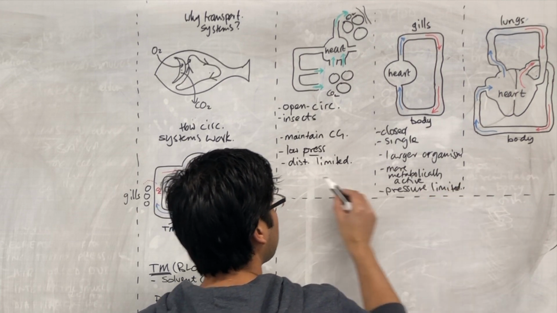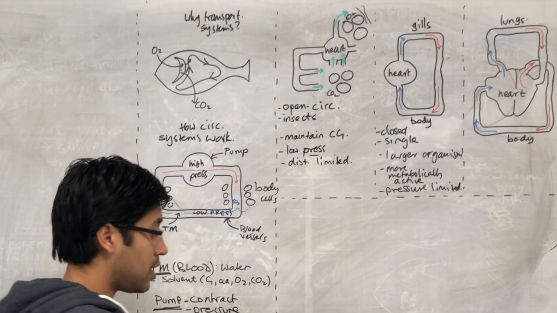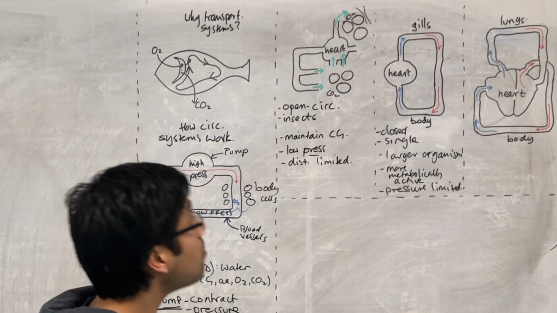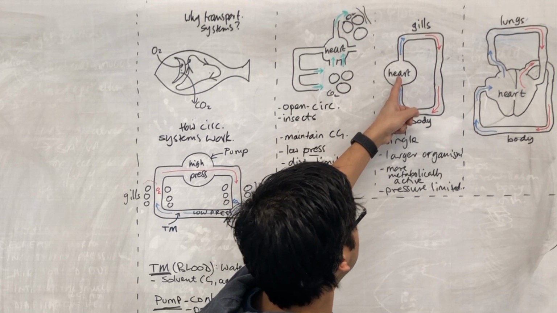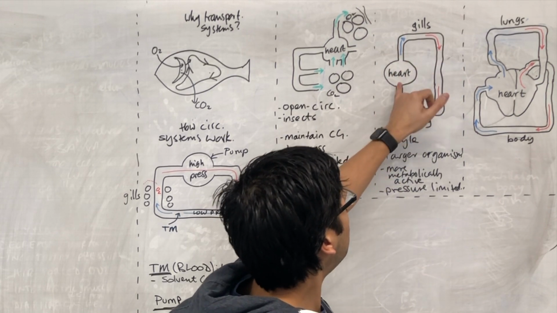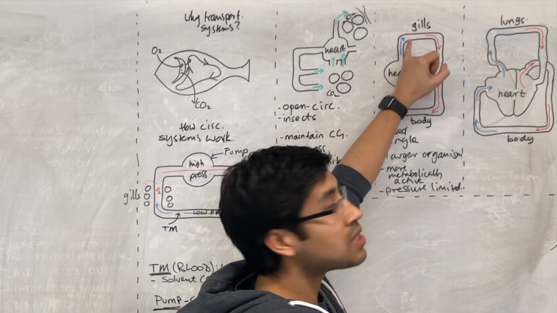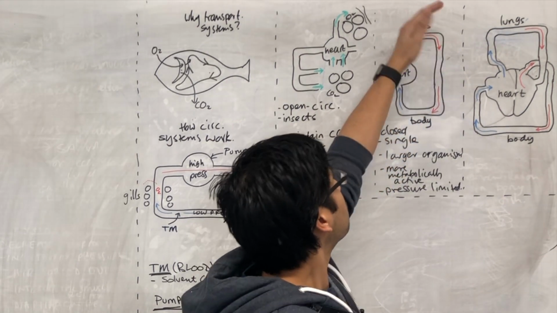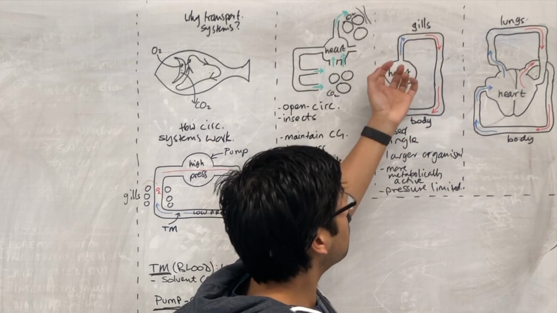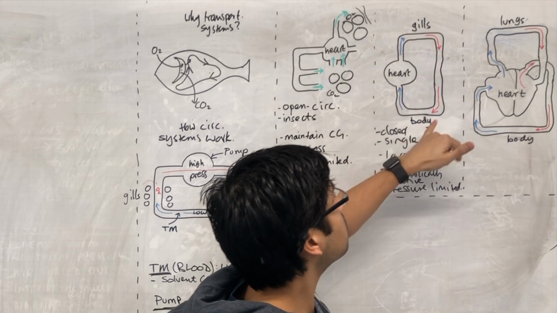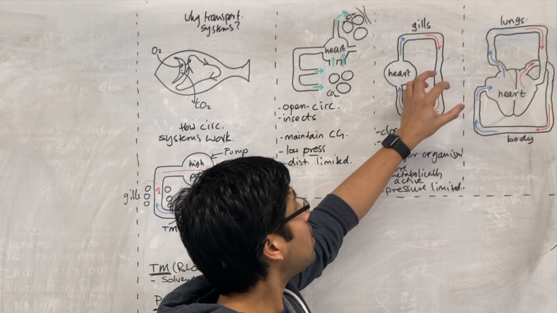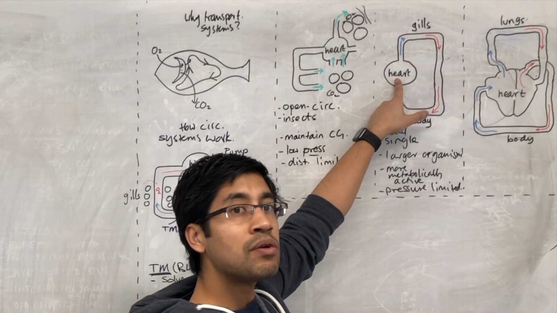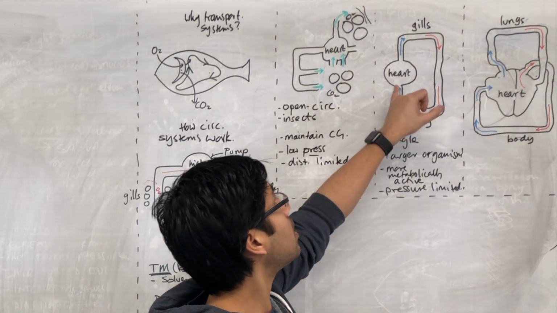The pressure, we've got it higher than the open circulatory system, but the pressure is still limited because as the heart contracts and the blood moves to the gills, the exchange happens at the gills, the blood gets oxygenated, and then it goes to the rest of the body. But we can't indefinitely increase this pressure.